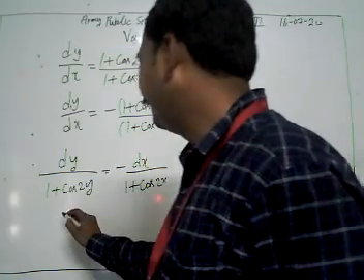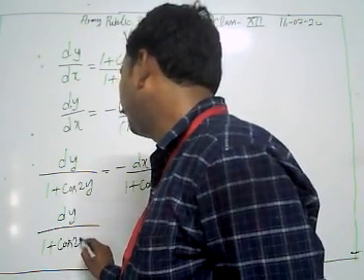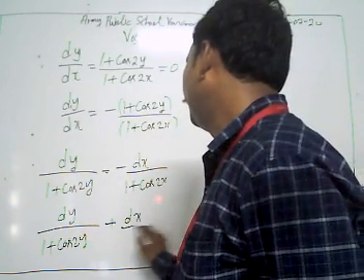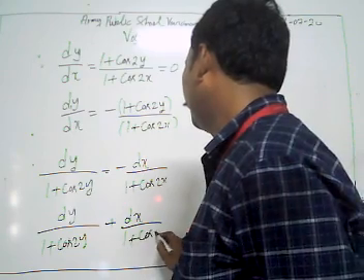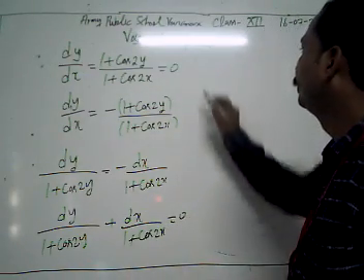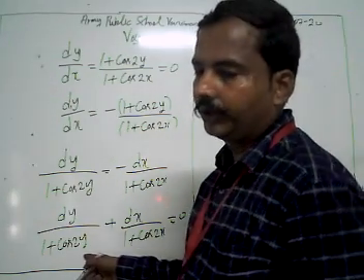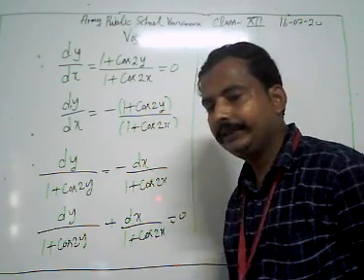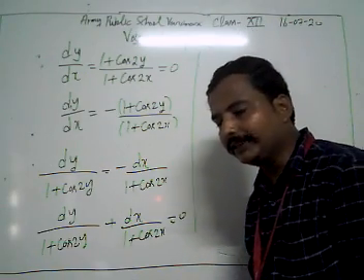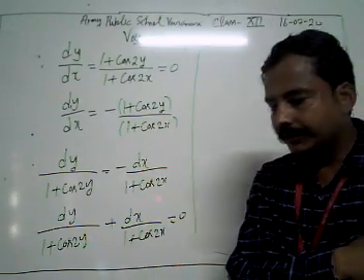Now also we can write here dy times (1 plus cos 2y) plus dx times (1 plus cos 2x) is equal to 0. Now look, in place of cos 2y what do we put? We can put here, using our trigonometric identities, 2 cos square y minus 1.